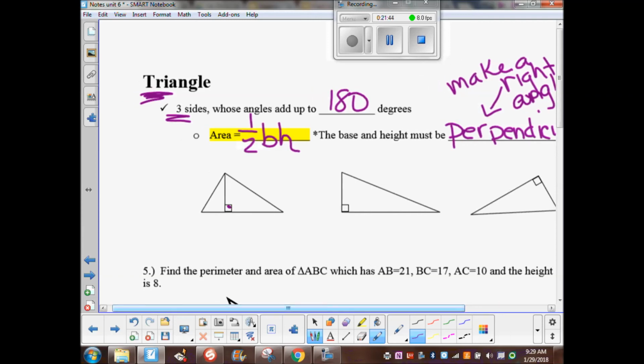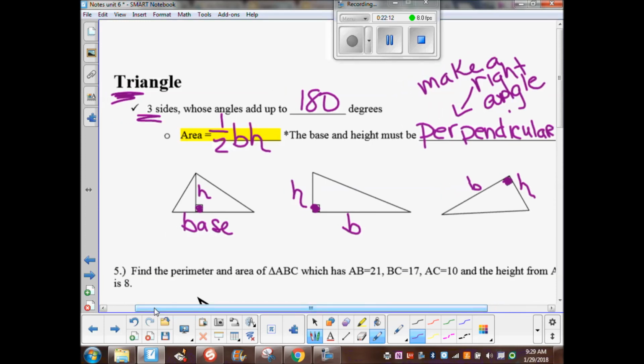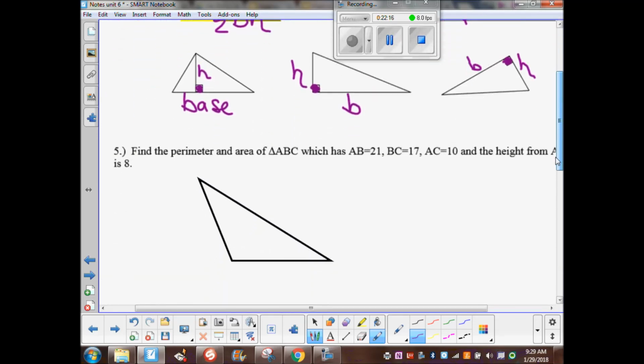Okay. So looking at this picture here, I've got the right angle. So that's the base and that's the height. There's the base, there's the height. You're always looking for what makes up that right angle. So it doesn't matter how the figure is turned. Just pick out the right angle and you'll have the base and height.